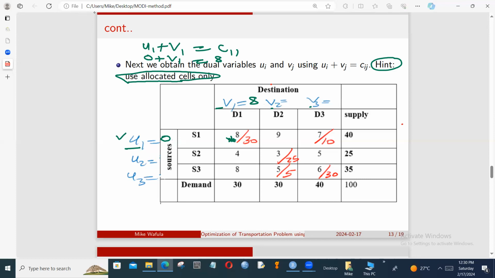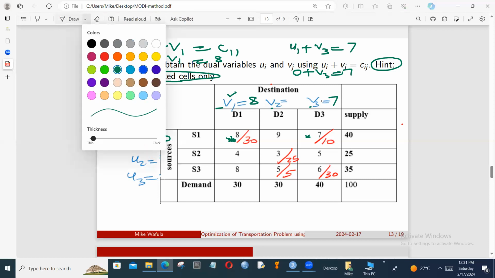Why I've used this is because this cell has allocation. So I now know U1 and V1. Then this cell also has allocation, and I can create an equation there: U1 plus V3 should give me 7. U1 is 0, so V3 should be 7. So V3 is also going to be 7. We are doing great.